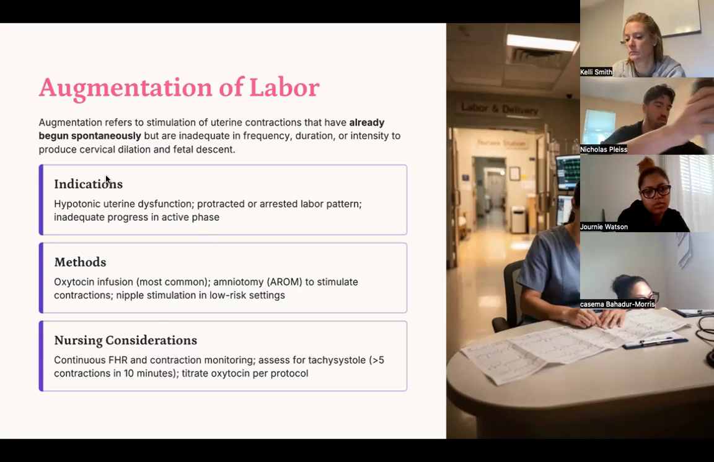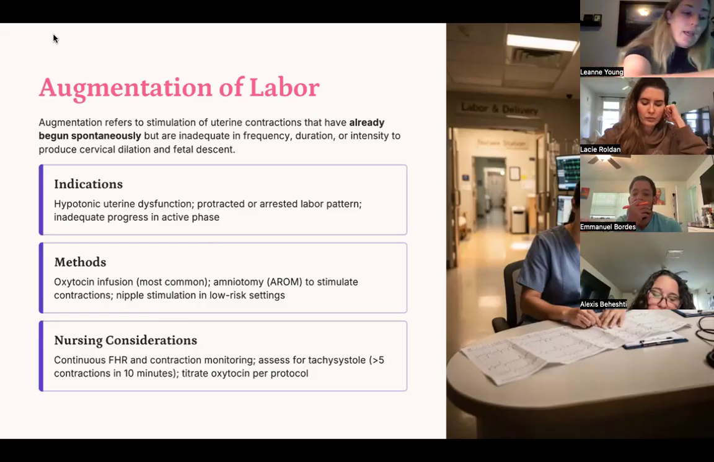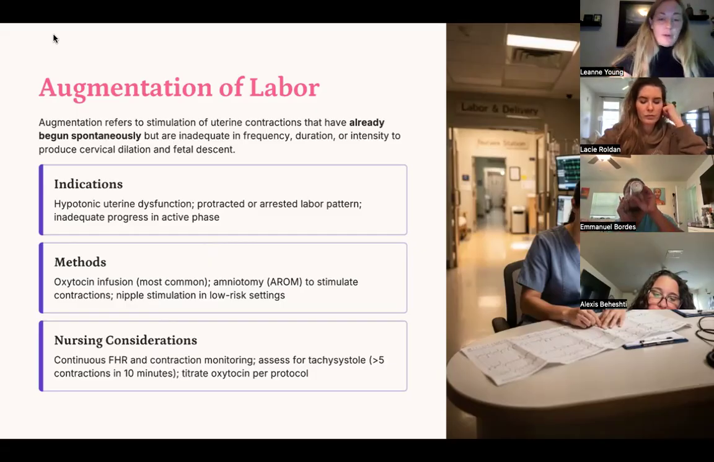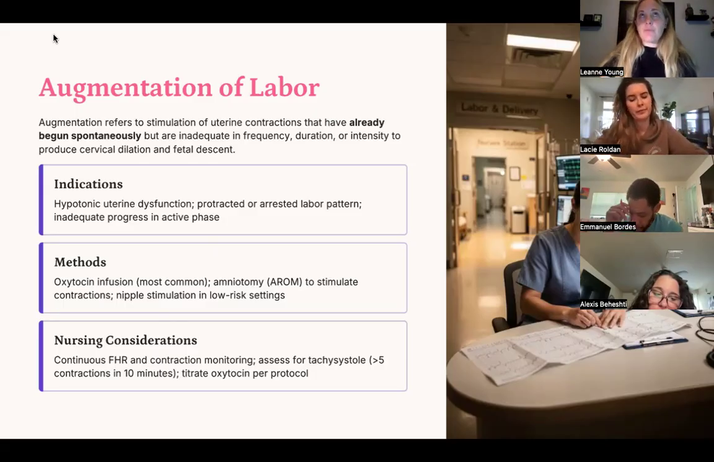What we need to consider with these is we are always going to be monitoring our fetal heart rate. Anytime we are introducing medication or induction or augmentation methods, these infants need to be on the monitor, okay? Because we need to assess for tachysystole, which is whenever we have more than 5 uterine contractions in 10 minutes. And then obviously, like I had mentioned, we need to be titrating our oxytocin per protocol.